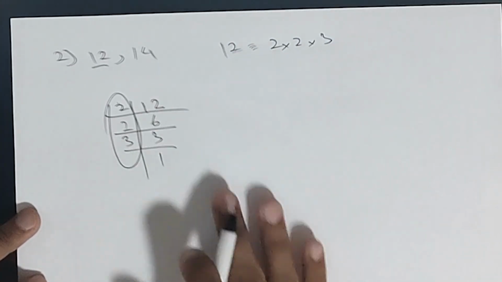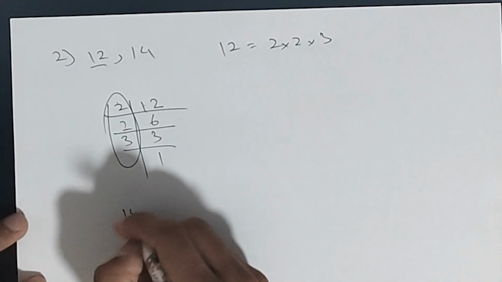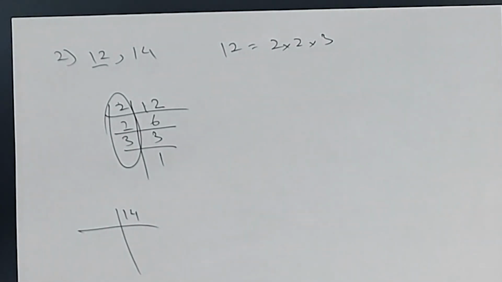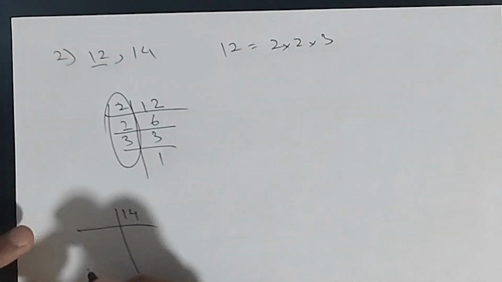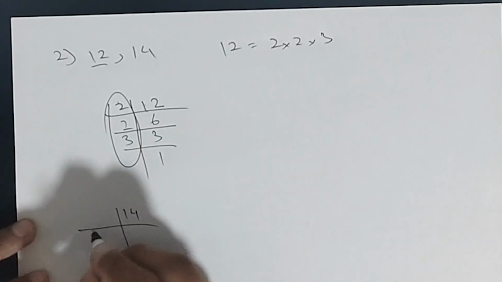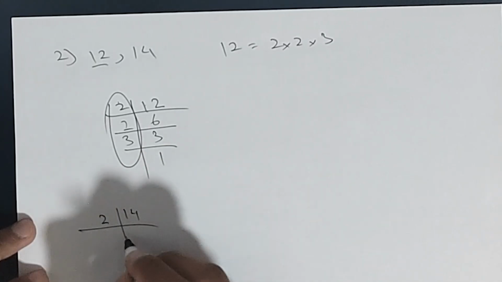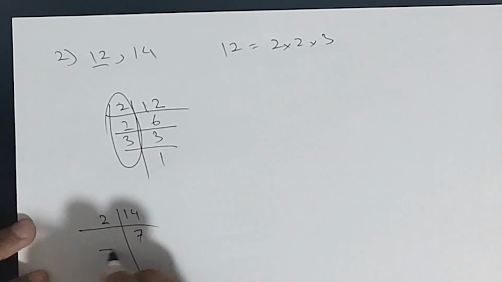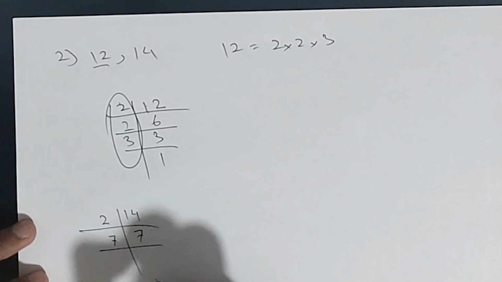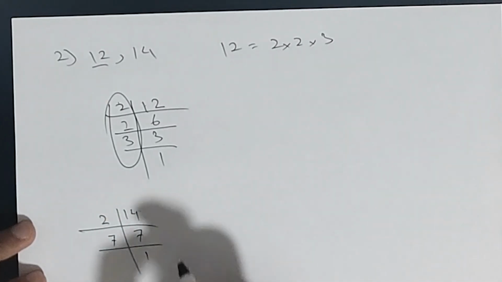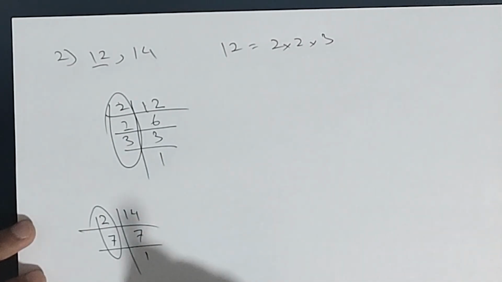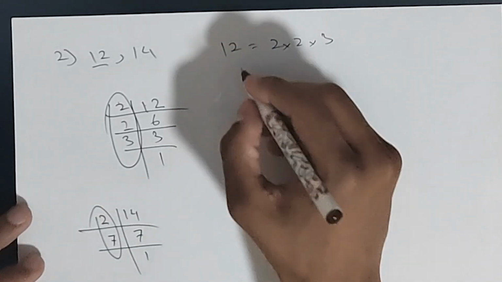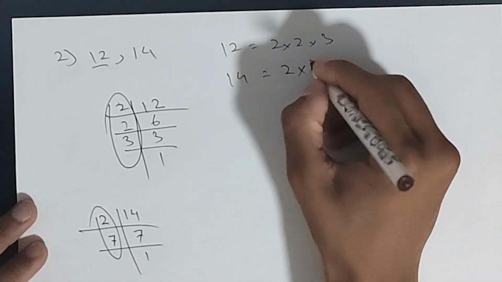We're going to repeat the same thing for 14. Just pause the video right now and check if you can do it for yourself. So 14 divided by 2 gives us 7. 7 is a prime number, so 7 divided by 7 gives us 1. So the prime factors are 2 and 7. So 14 equals 2 times 7.